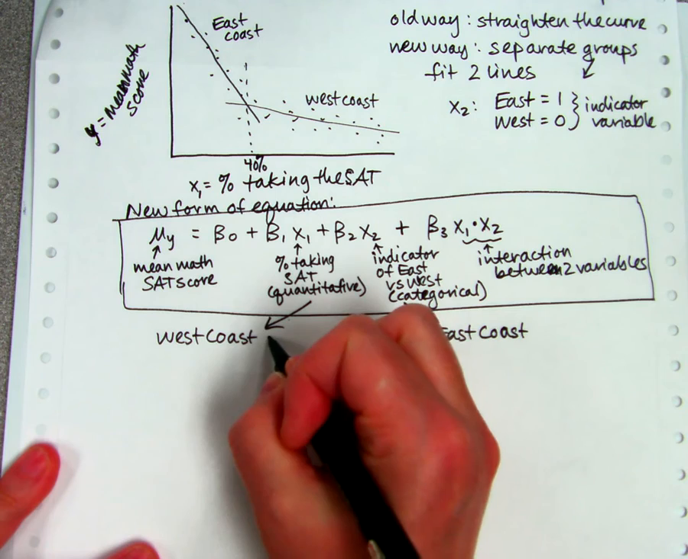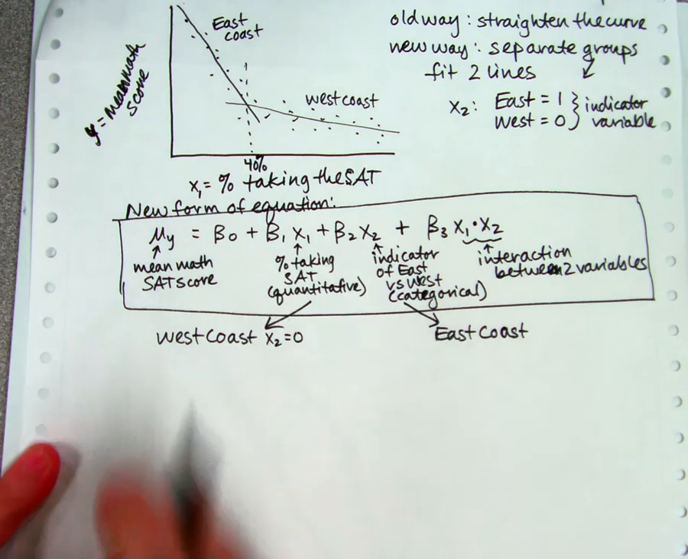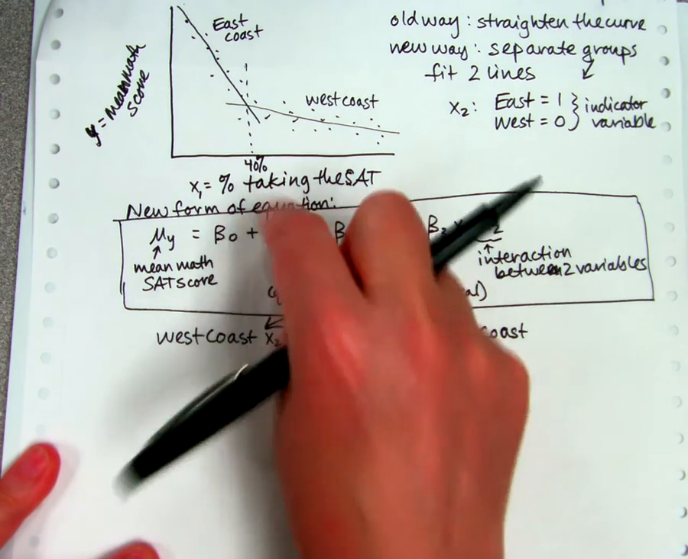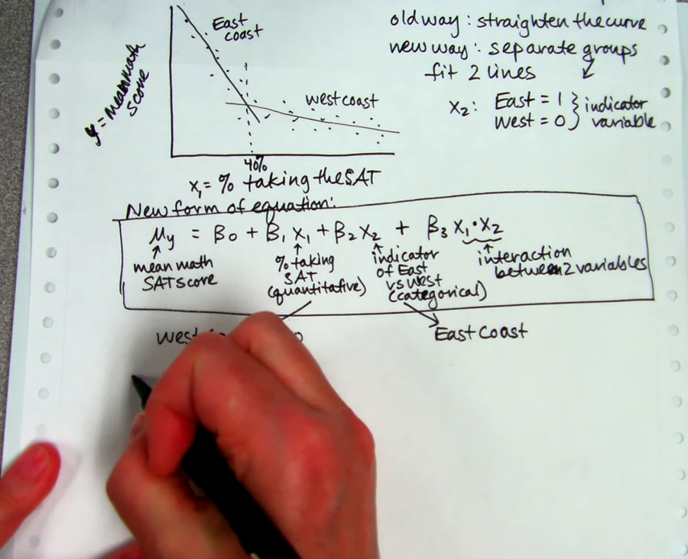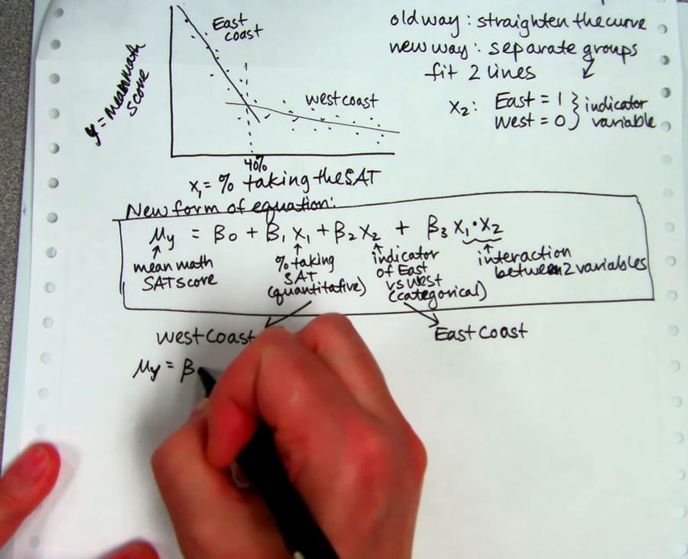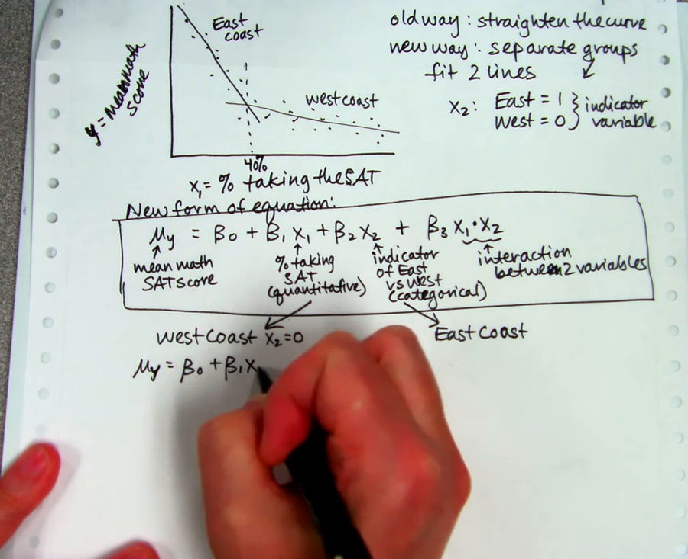So west coast means that x2 is 0. If x2 is 0, this piece is 0, and this piece is 0. They're gone. We just have this first piece only. This is a simpler situation than the other one. So mu y would equal beta 0 plus beta 1 x1.